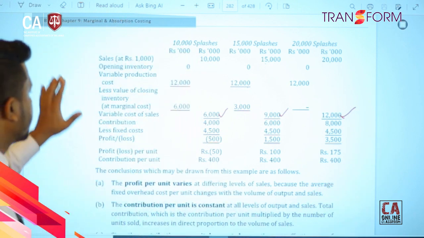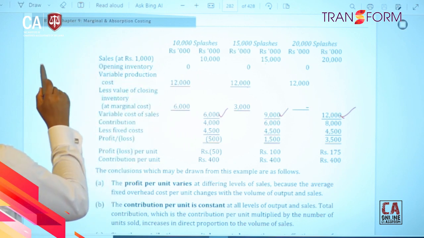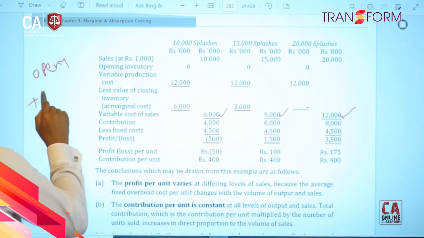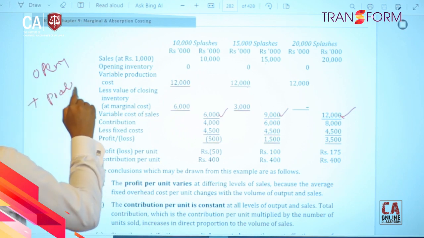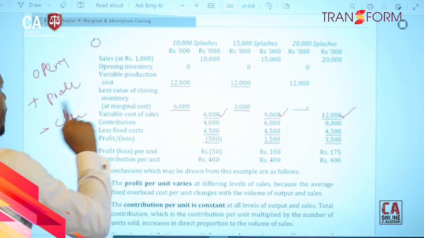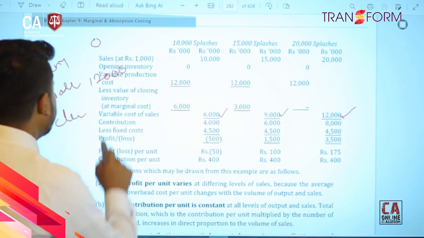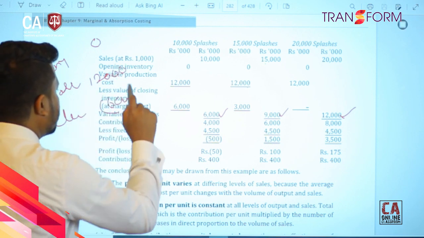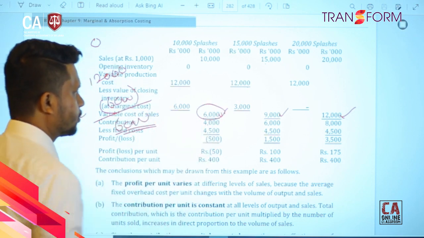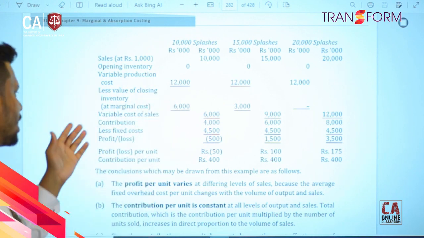Yes, now you can calculate the variable cost of sale. How can you calculate the cost of sale? Again, you can say opening plus current year production minus closing stock. Opening you don't have. In the first stage, you have 12,000 production and remaining 6,000, that means your cost of sale value equals 6,000. That is the answer here. Okay, now you can think and you can know how to calculate the contribution.